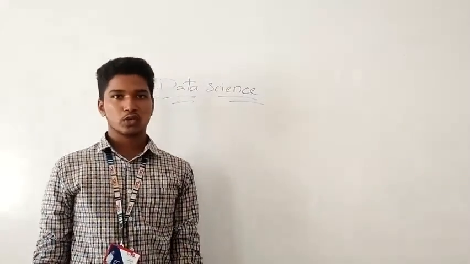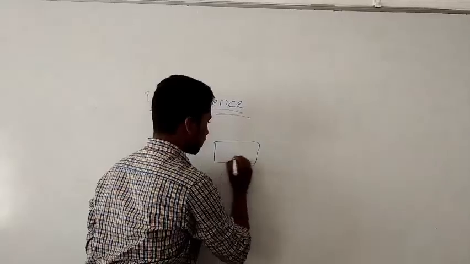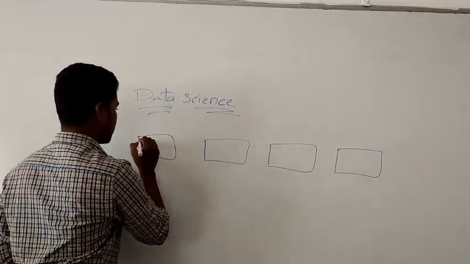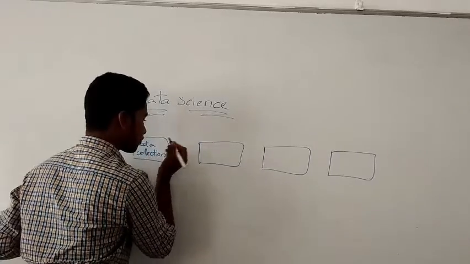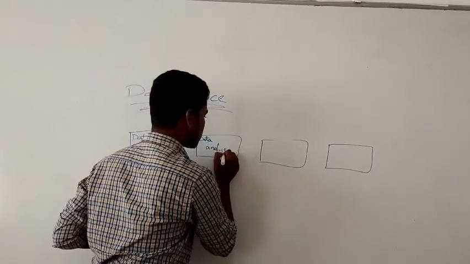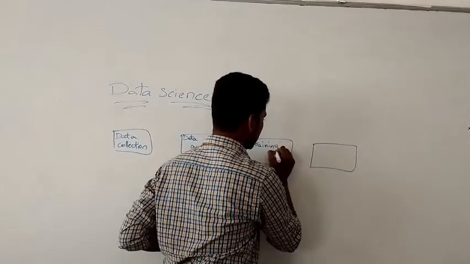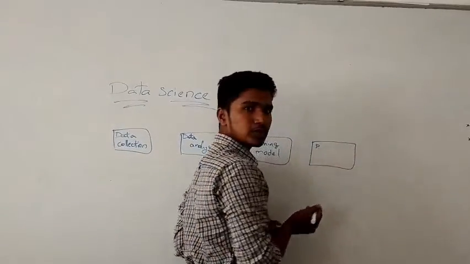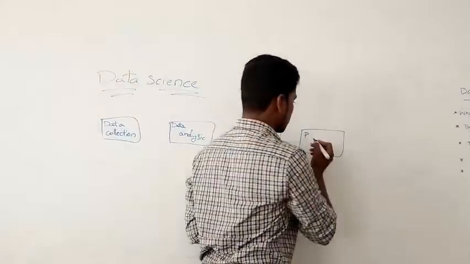First, we should know what is the process of data science, right? So I'll explain it. We have a four-step process: data collection, data analysis, training model, and here we predict the values, and also we can get some meaningful outputs.